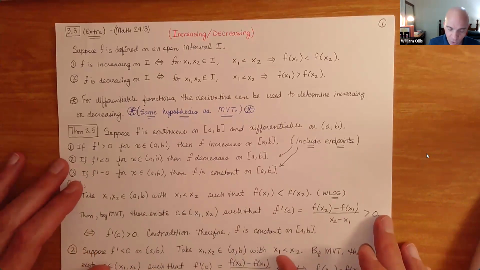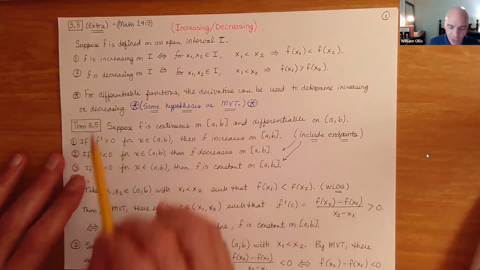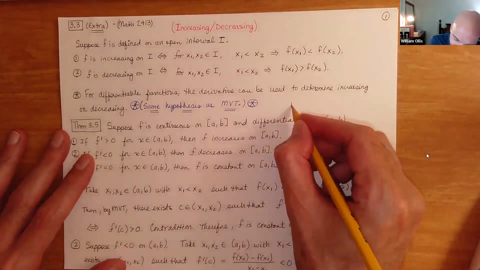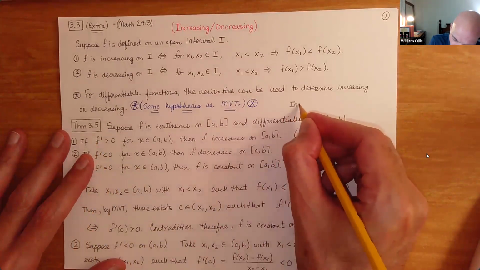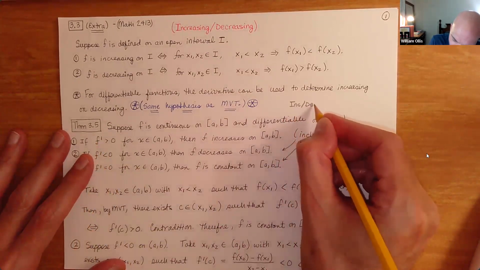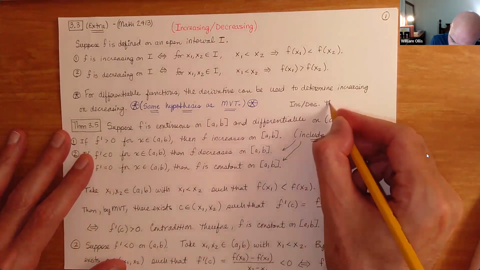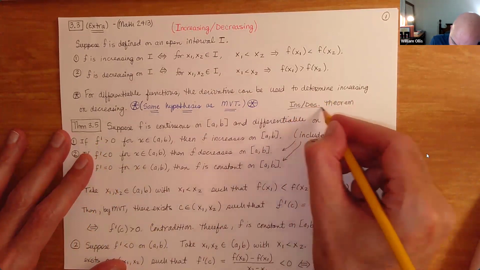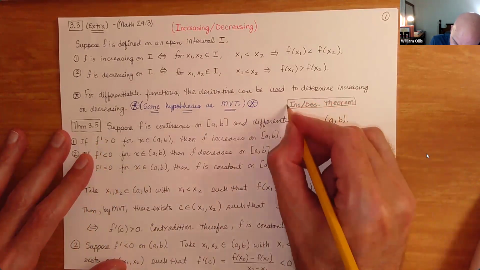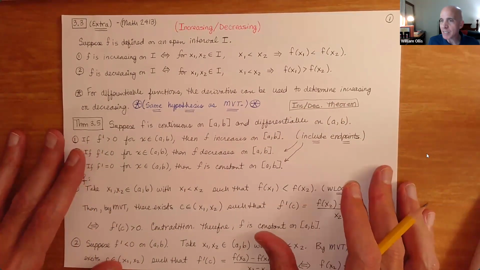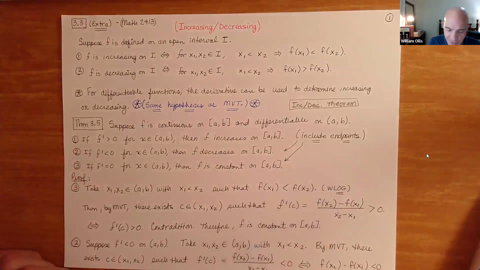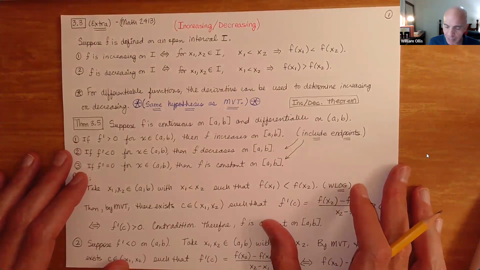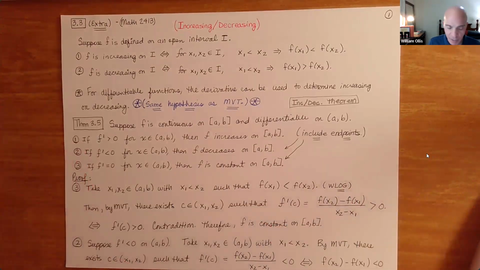So how does it work? Well, this particular theorem we sometimes call the increasing decreasing theorem. It doesn't really have a name. We like it when there's a nice buzz phrase for the theorem, like Fermat, MVT, Rolle, but this does not carry a specific mathematician. So sometimes we just say increasing, decreasing theorem.